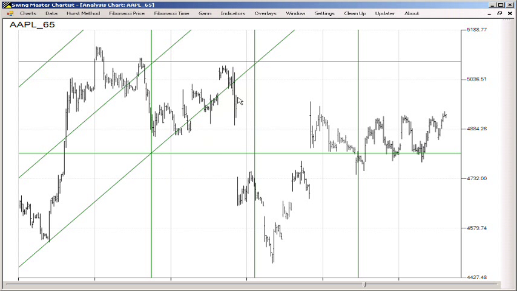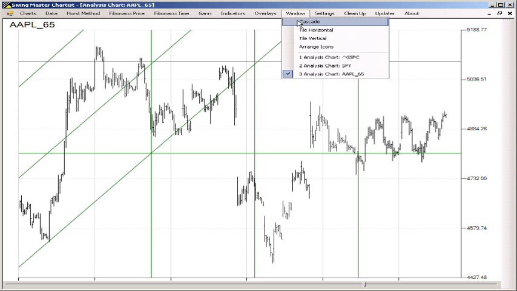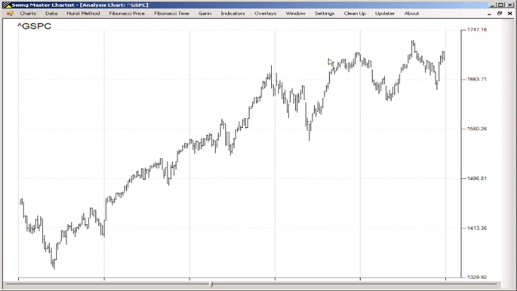Apple 65-minute data. And we can see that the channel is clearly broken when price clears the lower bounds of the channel, the lower bounds of the uptrend channel. And you can, of course, go back and reset Apple to the original price if you so choose.